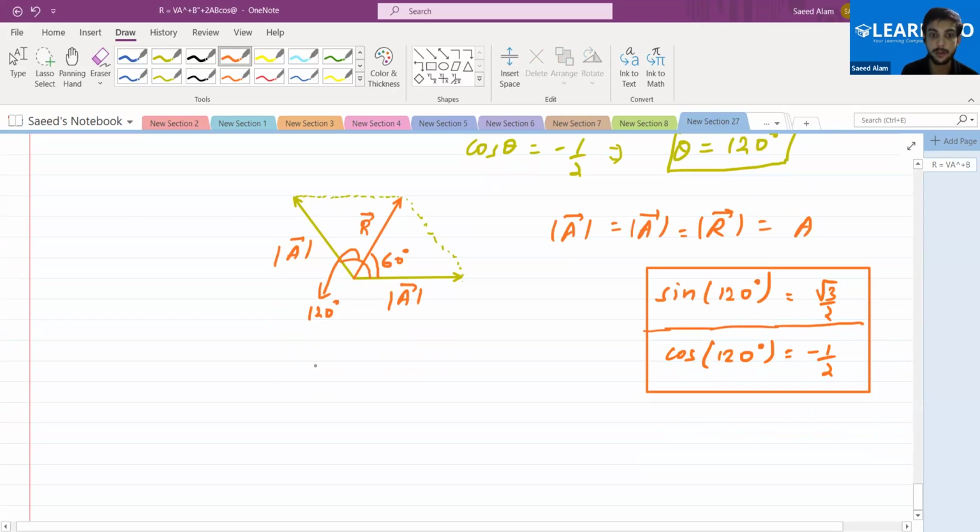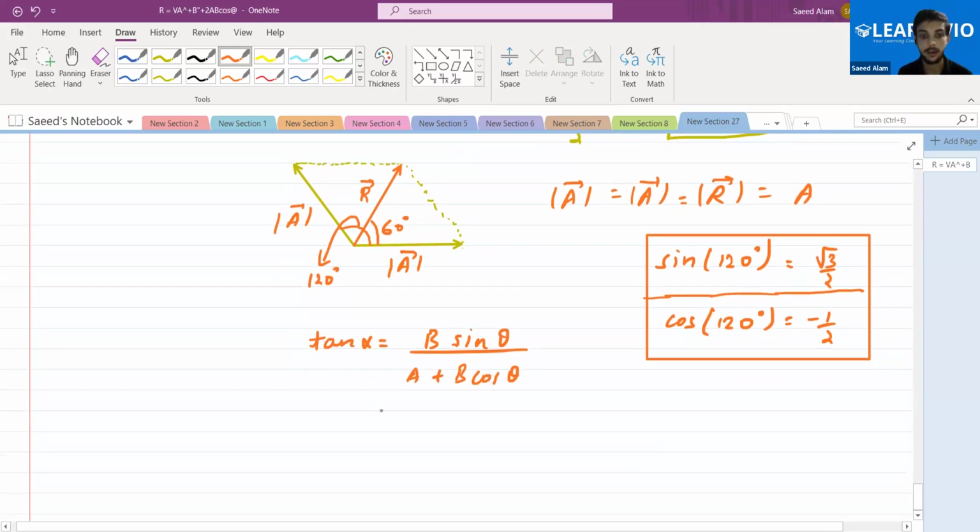Or let's say that we don't know about it. It will be tan alpha. What is the formula for tan alpha? Is it b sin theta divided by a plus b cos theta? Yes. Now tell me, what value should I take here? A. Sin of 120, whole divided by a plus a into cos of 120.